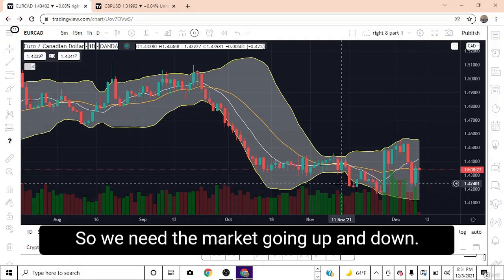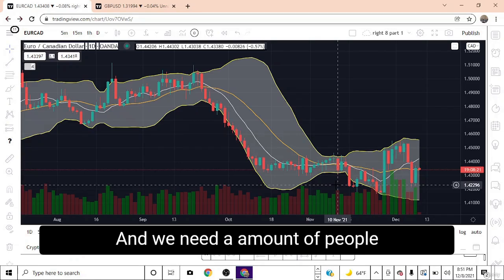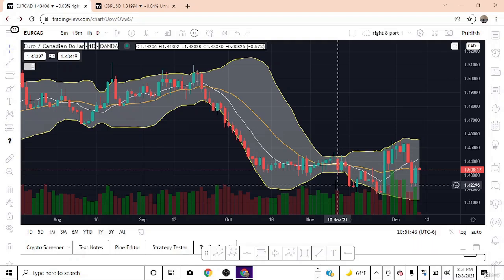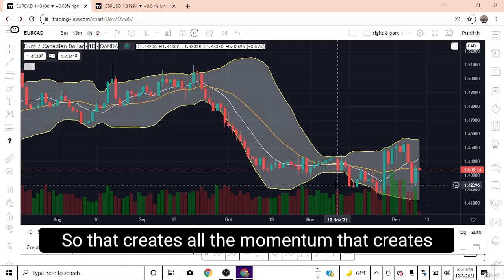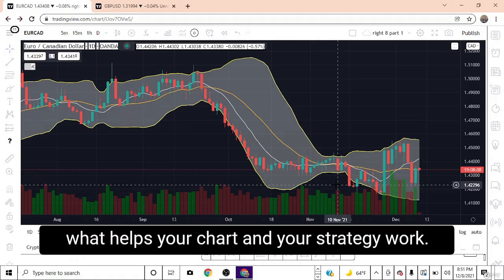All right. So we need the market going up and down. We need liquidity, right? And we need an amount of people in the market to make this happen, right? So that creates all the momentum. That creates what helps your chart and your strategy work.